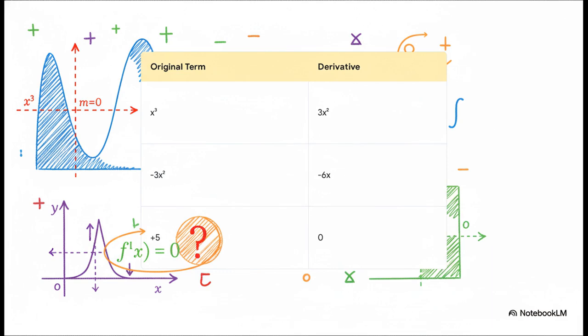For x cubed, the 3 comes down to the front, and the exponent becomes a 2. So we get 3x squared. For minus 3x squared, the 2 multiplies the minus 3 to get minus 6, and the exponent drops to 1, giving us minus 6x. And what about a plain old number like 5? Well, a constant never changes, right? So its slope, its derivative, is always just 0.